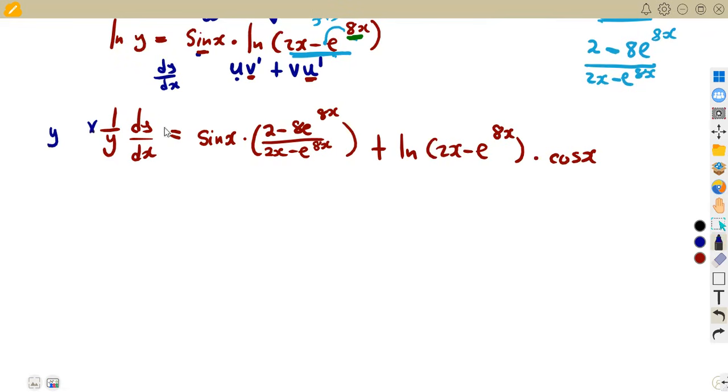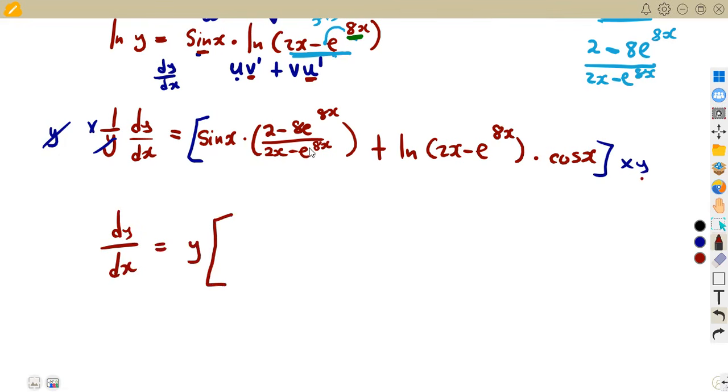Remember here I said you're going to multiply by y this side. Also, you multiply this side by y here so that this one and this one cancel. That means we are going to have dy/dx, which is equal to y multiplying the whole of the bracket here. But let us just simplify. This is the same as over 1 here, so we're going to multiply sine x to the top. It's going to be the sine of x in this case.